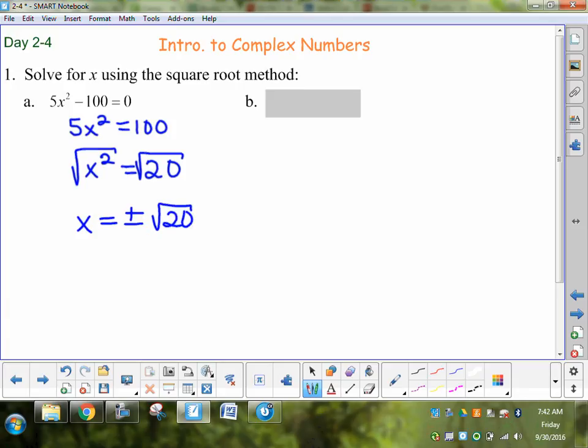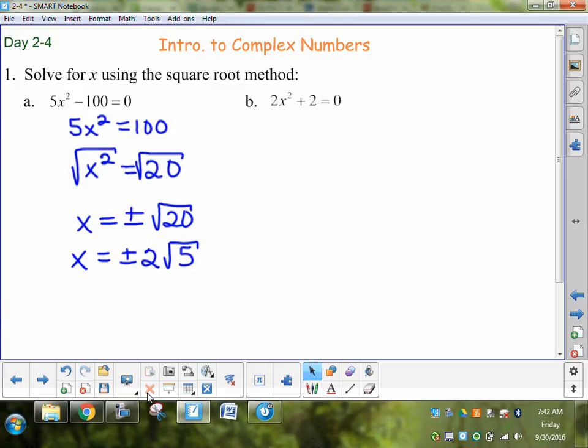Hands up, please, if you can tell me what that's going to simplify down to. By now, these are things that we should be automatic with. What's the square root of 20 in simplest radical form? We got 4 or 5 of you? 6? There you go. So x is equal to plus or minus 2 roots of 5.